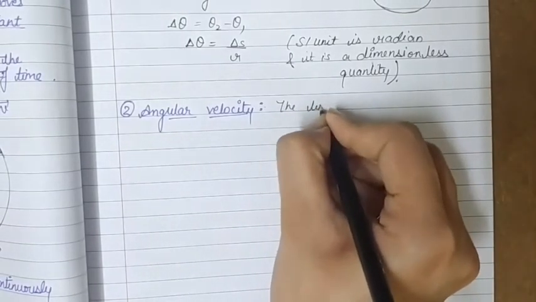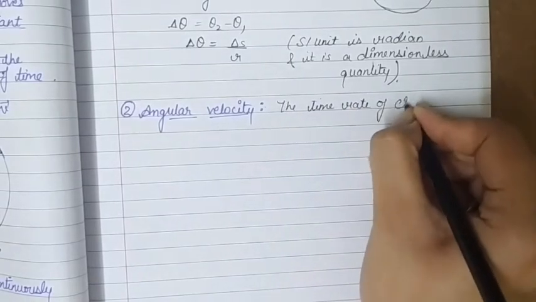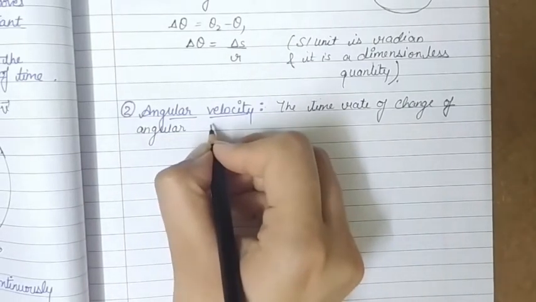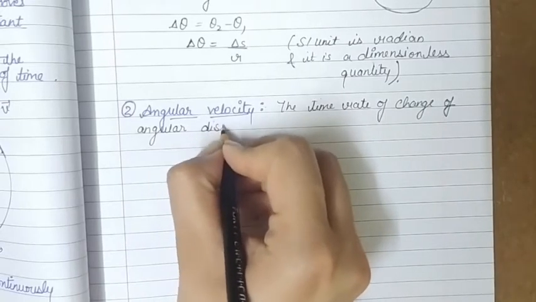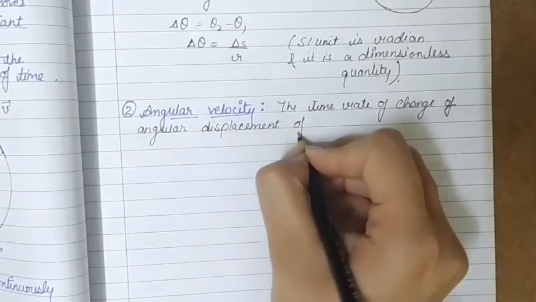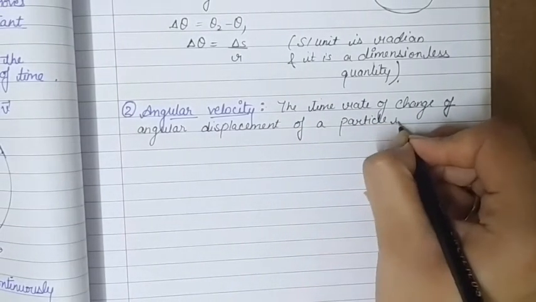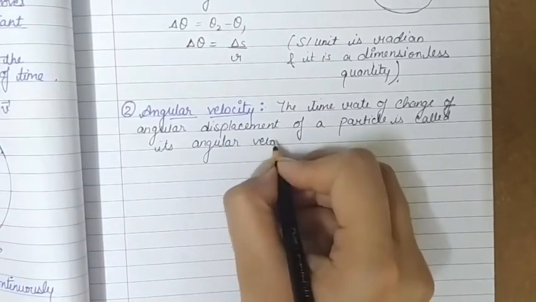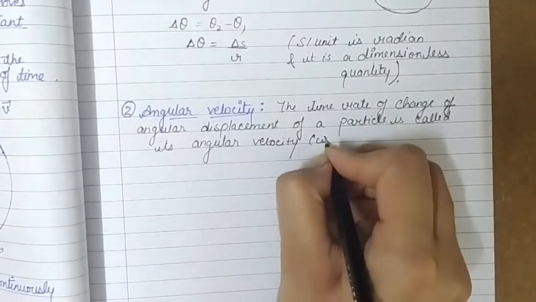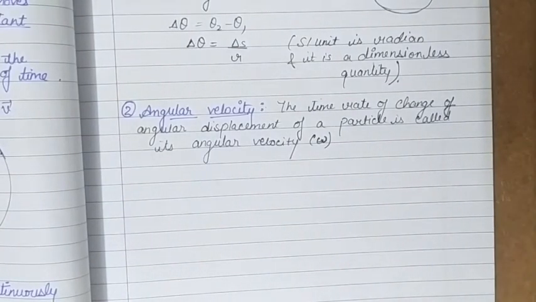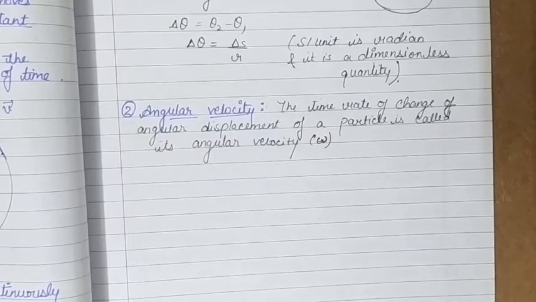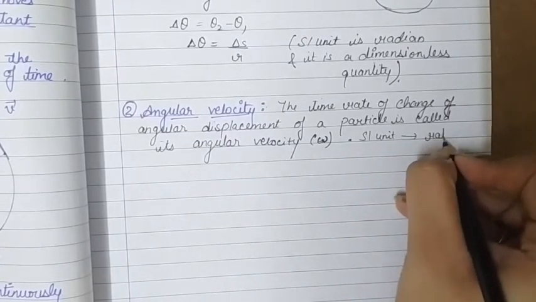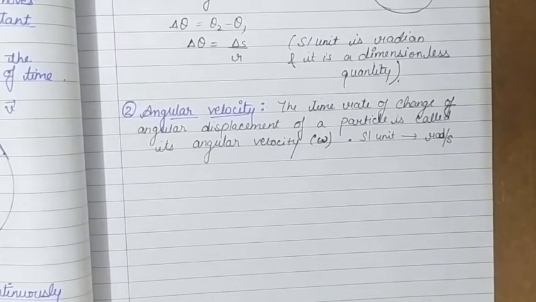So the time rate of change of angular displacement, instead of displacement, because we are dealing with circular motion. So the time rate of change of angular displacement of a particle is called its angular velocity, and it is denoted by omega. Its unit is radians per second, since it is angular displacement per unit time, or the rate of change of angular displacement. So its SI unit is radian per second. Radian is for angular displacement and per second gives us the velocity.